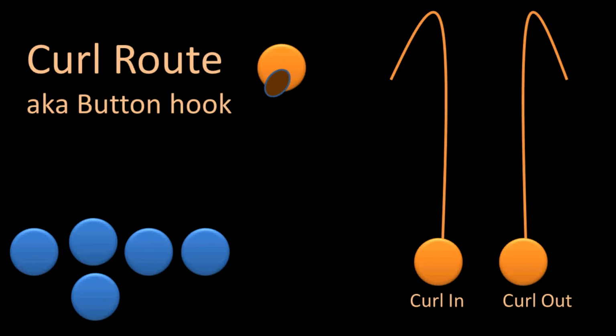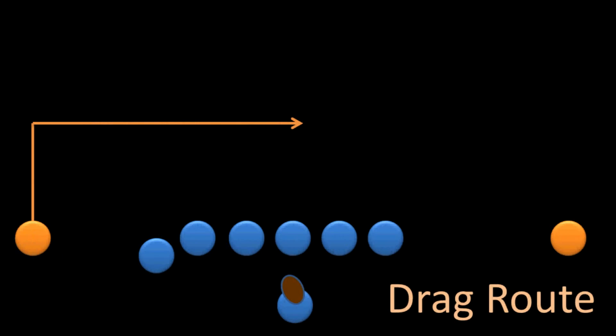The next few routes are mirrors of each other. Here we have the drag route, which means that the receiver will run forward and then turn 90 degrees and run across the field parallel with the line of scrimmage. And just like we saw with the curl route, the distance that the receiver runs before he turns could be any distance.